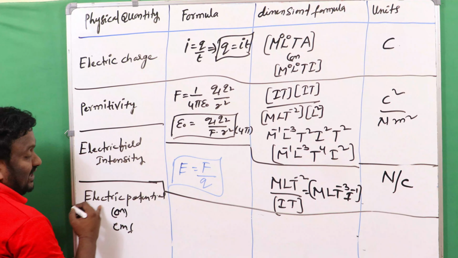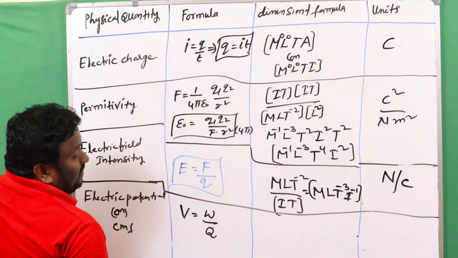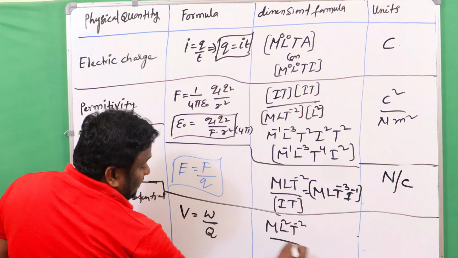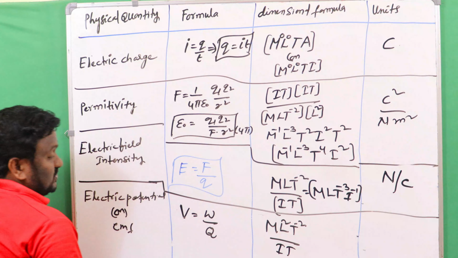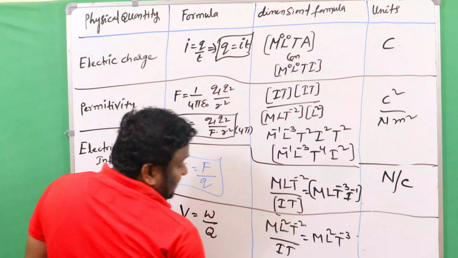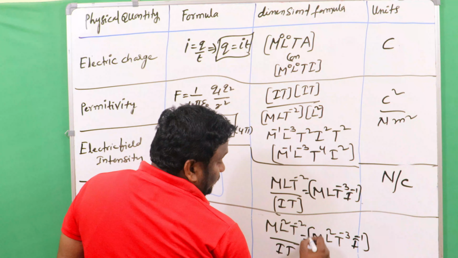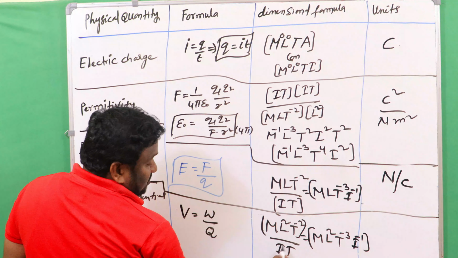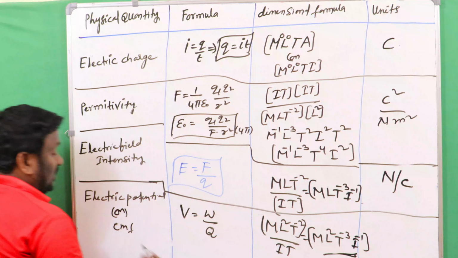Now, in the same manner, we will write electric potential. The formula is V is equal to W by Q. Here W is work done. Its dimensional formula is M L square T inverse 2, and Q is charge, I T. So we get M L square T inverse 3 I inverse 1. It is the dimensional formula of potential.